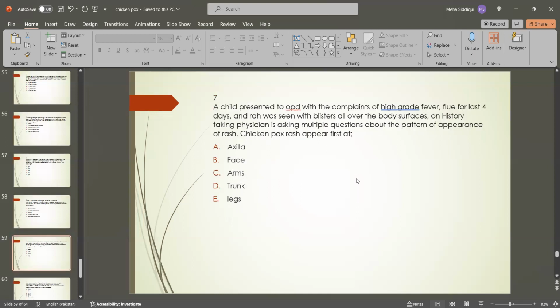MCQ number 7. A child presented to OPD with the complaints of high-grade fever, flu for last 4 days, and rash was seen with blisters all over the body surface. Our history-taking physician is asking multiple questions about the pattern of appearance of rash. Chickenpox rash appears first at axilla, face, arms, trunk, legs. D is the right option.